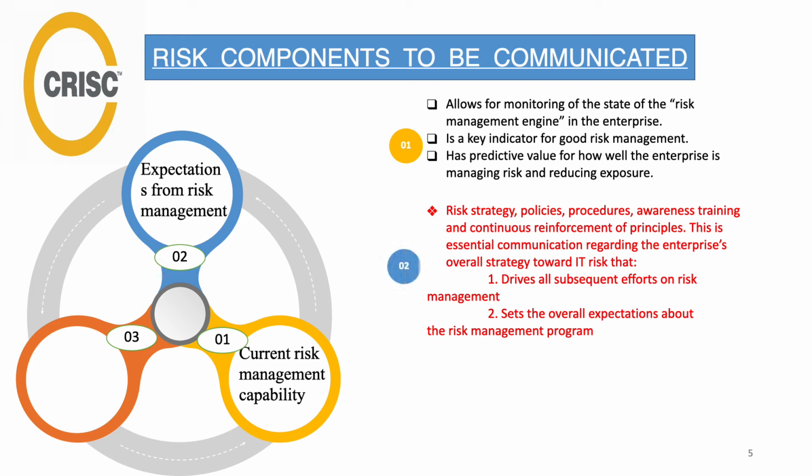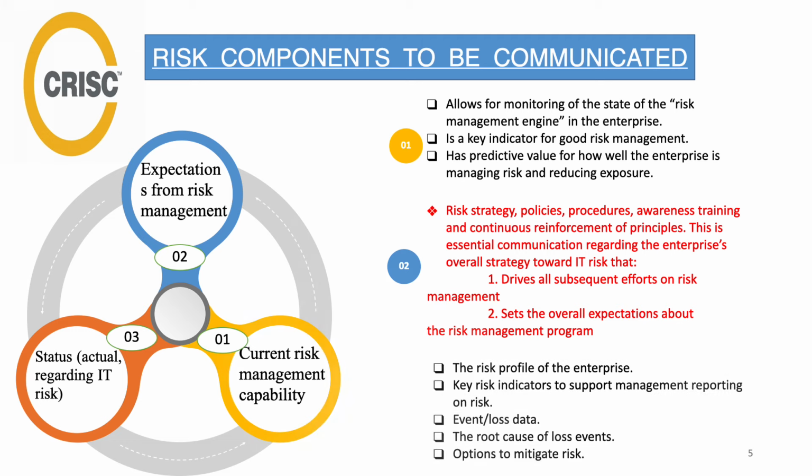Similarly, going ahead with the third point, the status actual regarding IT risk. This includes the risk profile of the enterprise and the key risk indicators to support management reporting on risk, that is, event loss data, root cause of the loss event, and options to mitigate the risk. The risk profile is the overall portfolio of risk to which the company is exposed, the status actual with regard to IT risk, key risk indicators to support management reporting on the risk, event loss data, the cause of loss events, and the risk mitigation options, including cost and benefit.